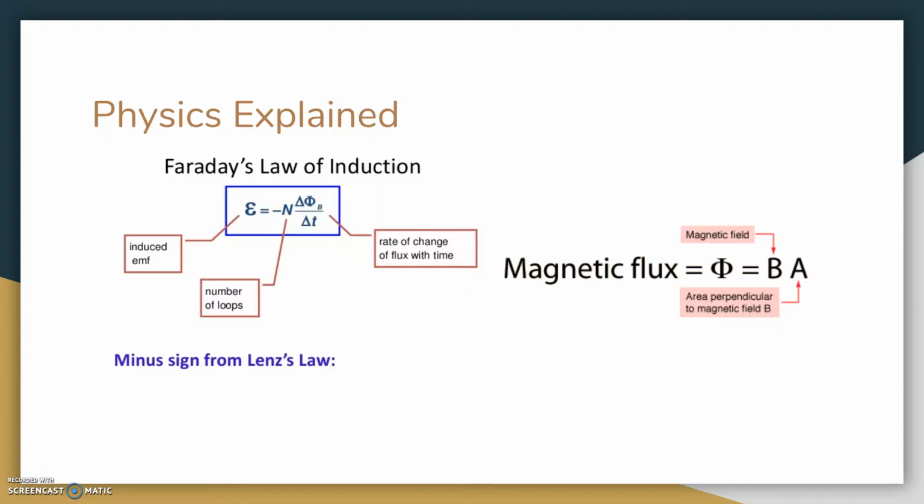Lenz's law just explains that the induced current from the EMF will be in the opposite direction of the change in magnetic flux. This is represented in the EMF equation by a negative sign in the equation.